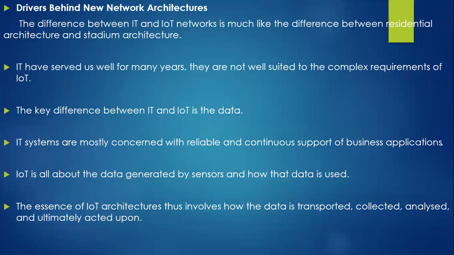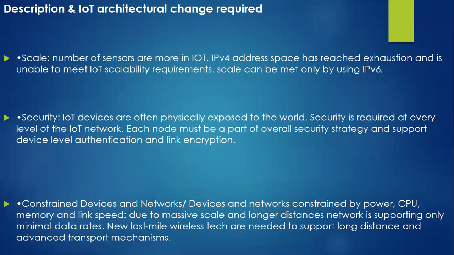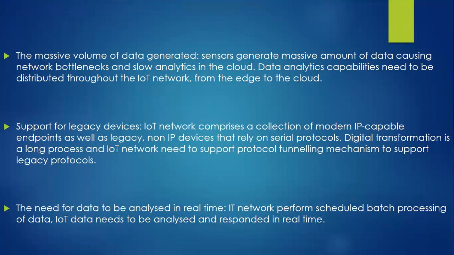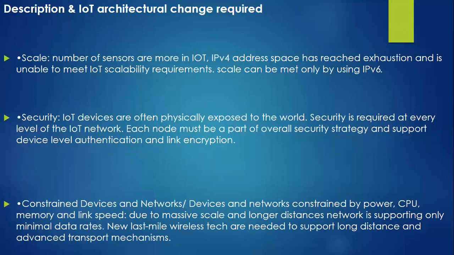Remember this. So these are the drivers behind the new network architecture, when we are comparing the IT architecture with the IoT architecture. We are going for the new one exactly. Then the description and IoT architecture changes required. So what are the different changes? Total 3 plus 3, total 6 different changes we are expecting over here.